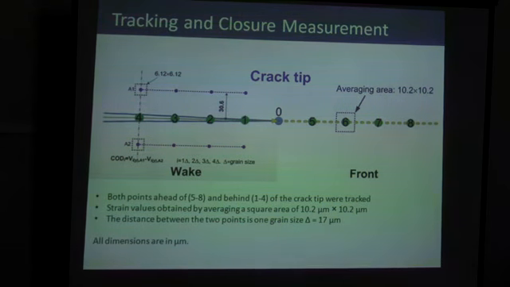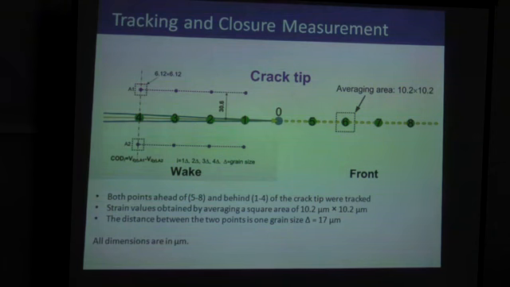So this is the crack that we treated. We look at 4 points in front of the crack tip and 4 points behind the crack tip. Essentially, the value of the strain and displacement is averaged over an area of 10 by 10 micron.